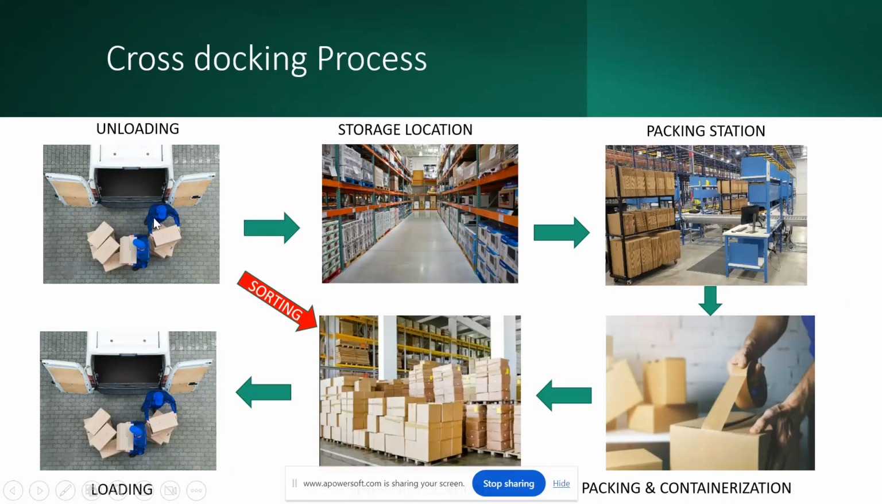So this is what exactly we have done. Typically the process involves unloading, storing it in a bulk location or on the floor, and then moving it to the packing station, doing the packing and containerization process, and then moving it to the shipping location. And from there it gets moved to the loading area for the outbound dispatch, right? But for certain cases it is not actually required.